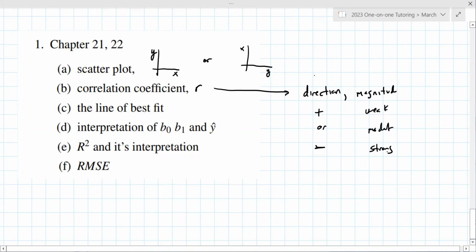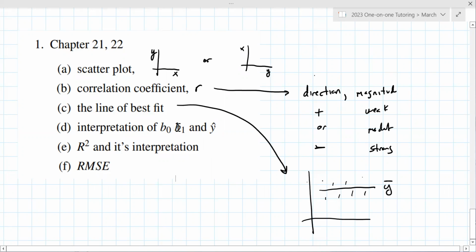But the line of best fit, that's just your regression line, in the case that it has significance. The other case is if it's not strong, you just use the average, the Y bar, in those cases. A horizontal line. Yes.